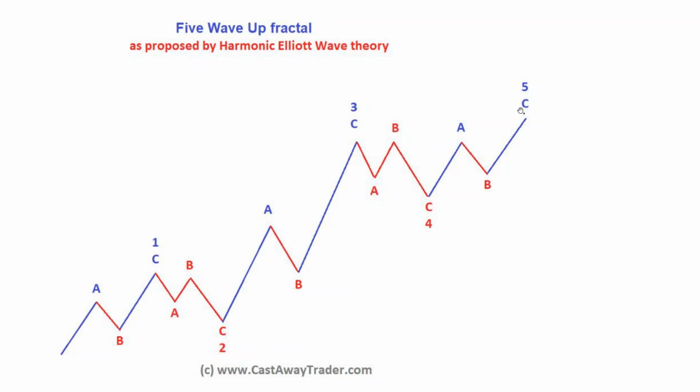And as you can see, waves 1, 3, and 5 push price in the direction of the main trend, and waves 2 and 4 are temporary pullbacks, counter-trend moves, corrective waves.